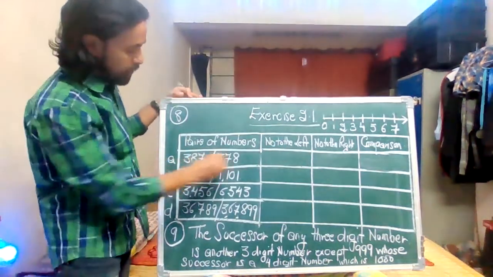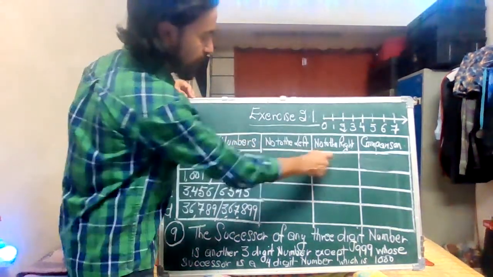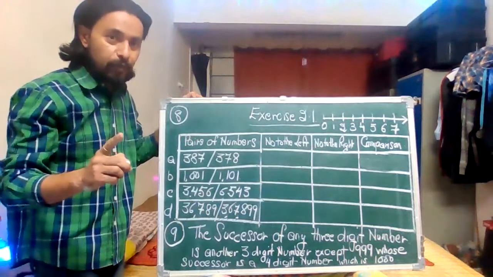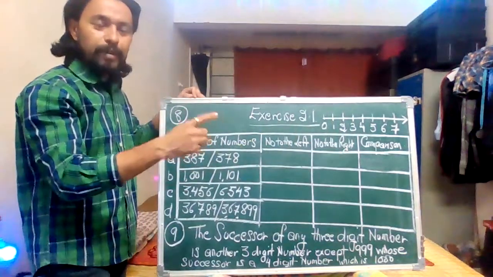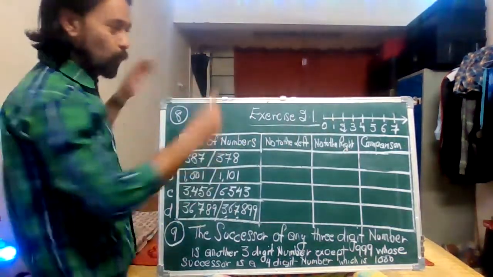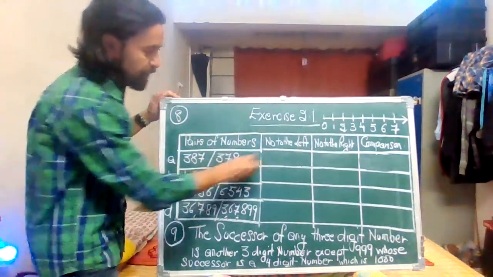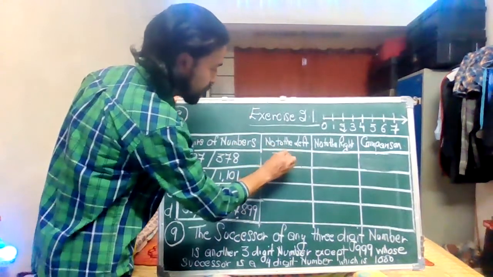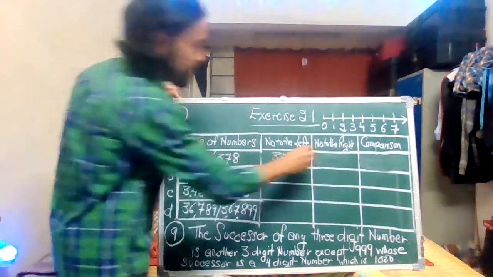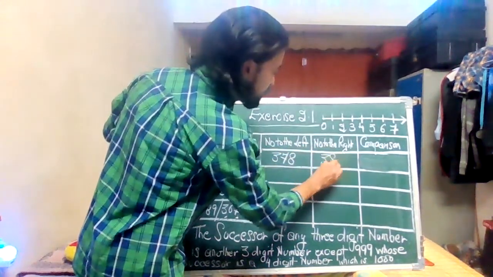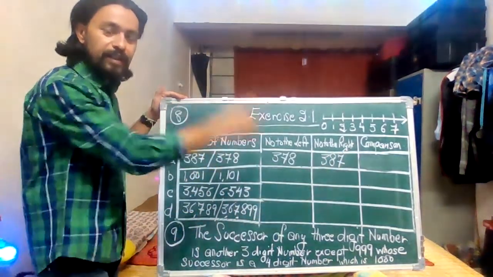So they've given us 2 pairs of numbers, 387 and 378. And they're asking which one comes to the left and which one comes to the right. Now remember, as I've told you, all smaller numbers come to the left of the greater numbers, and the greater numbers come to the right of the smaller numbers when we are facing the number line. So which one is smaller? 378. So 378 will be coming to the left. It will come first when we are counting. And 387 will come later on. So it will come to the right in the number line. Smaller is always to the left. Greater is always to the right.